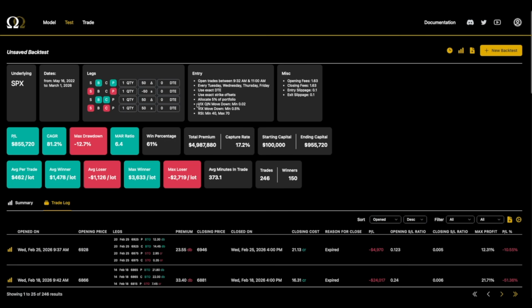Where's the edge coming from? Well, we're looking at a normal type day, not super oversold, not super overbought, and we want a little bit of some VIX action where the options are getting a little bit cheap. And that's pretty much it.